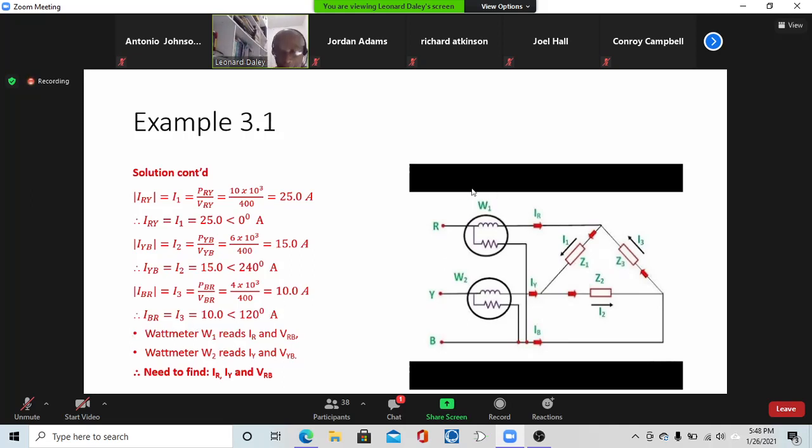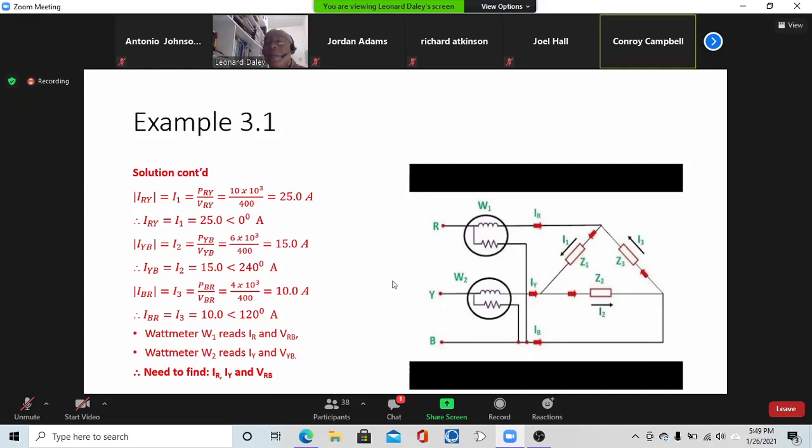All right. And by now you would know what each wattmeter is reading in terms of current and voltage. So that's what is stated here. So far, we need now to take stock and see what we need to find. We need to find IR, we need to find IY, and we need to find VRB. We already have VYB, so we need to find VRB.